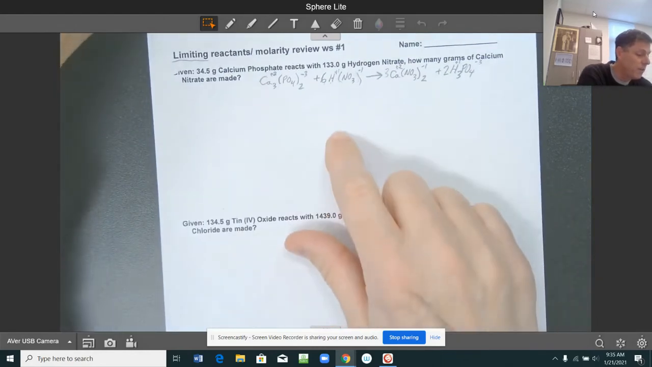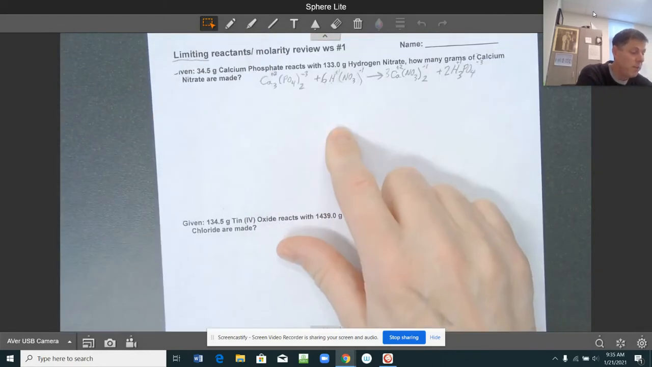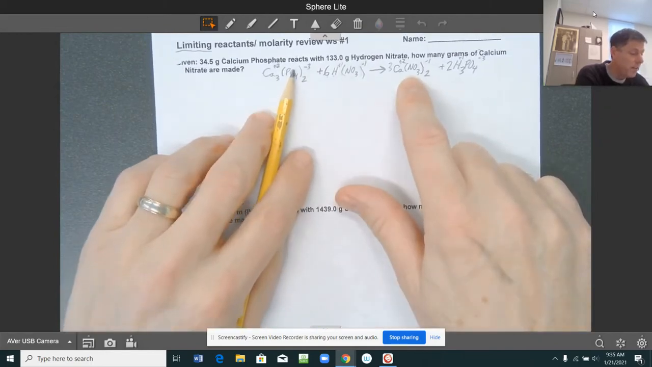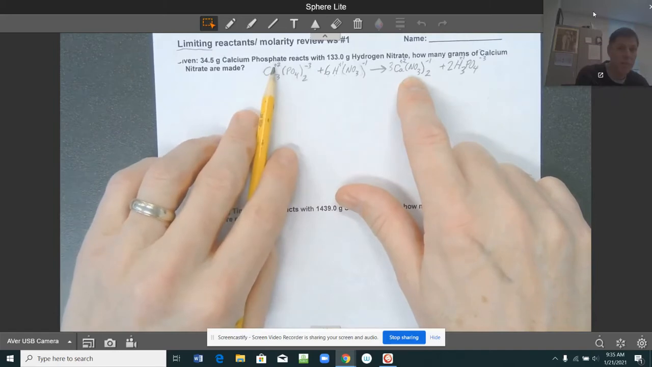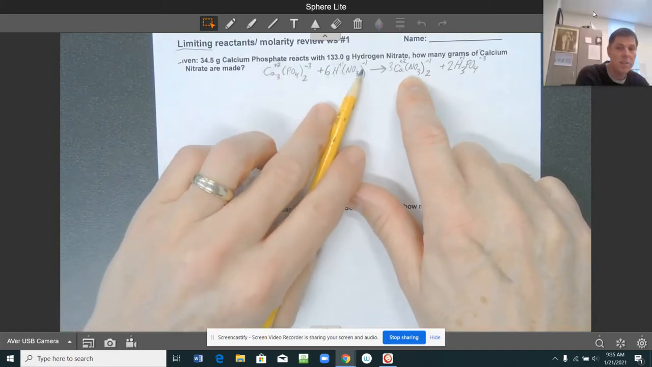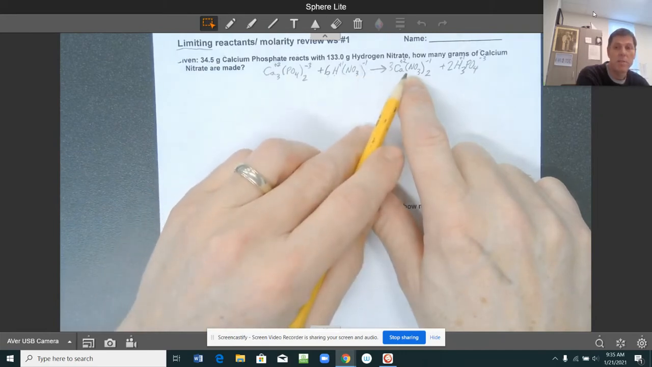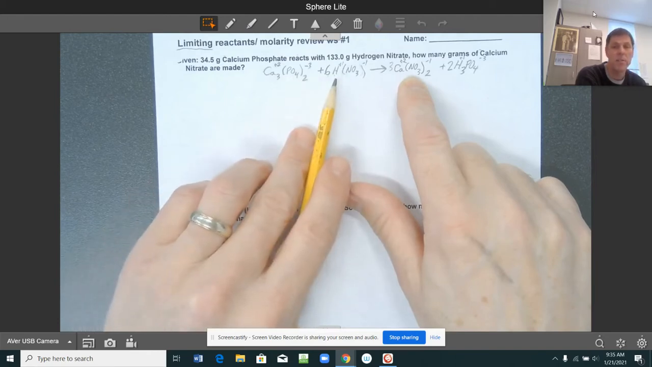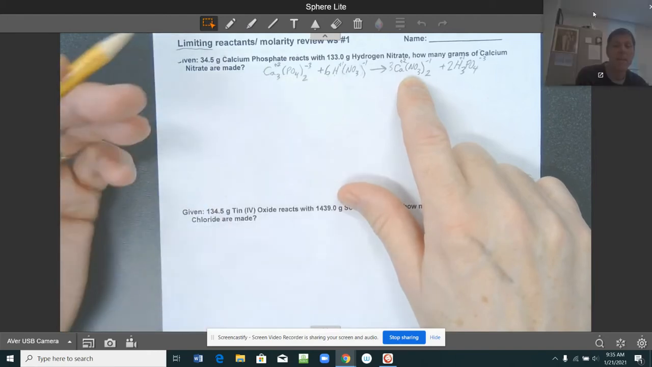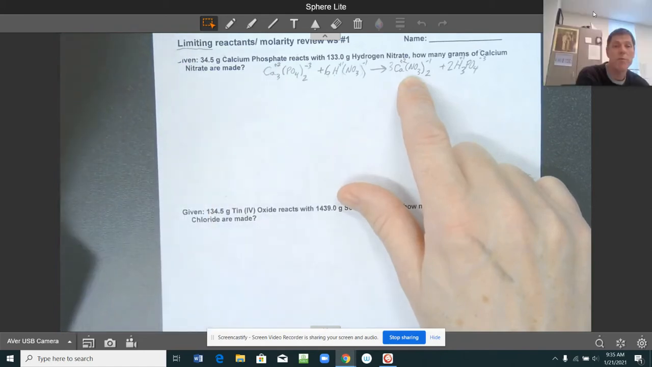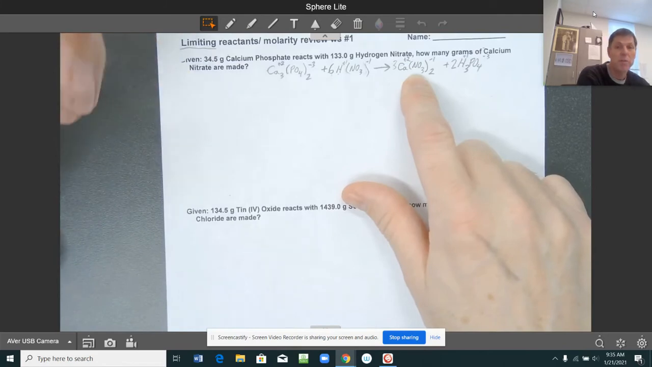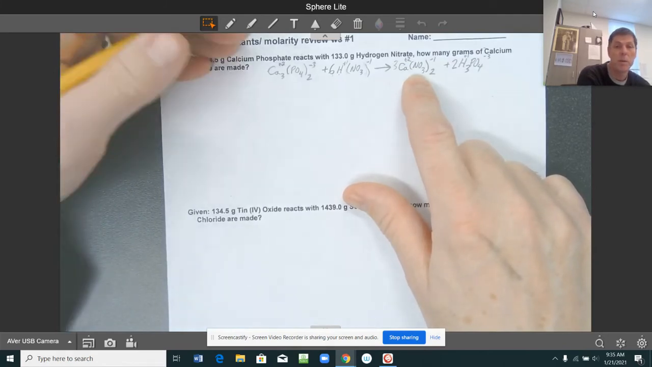Now here's the reason. I'm looking for calcium nitrate. I'm given a mass of calcium phosphate. It also gives me a mass of hydrogen nitrate. I can only make so much of this, because as soon as one of these runs out, the reaction stops. That means I can't make any more product. We have to go through and figure out which one it is. So what we do basically is run two separate stoich problems.